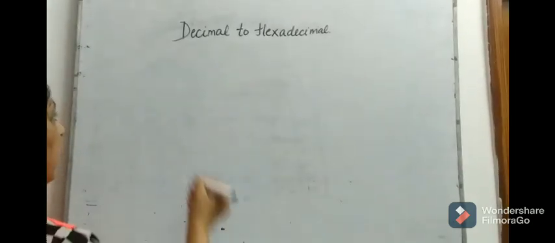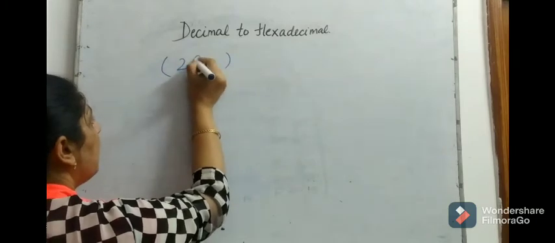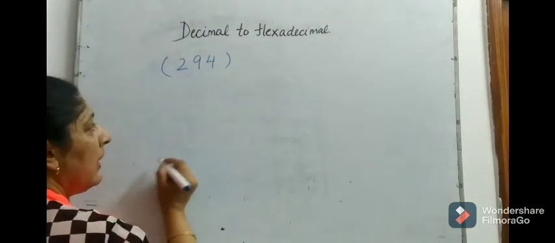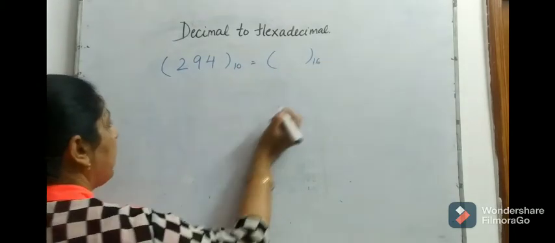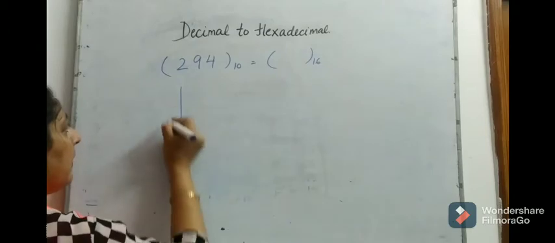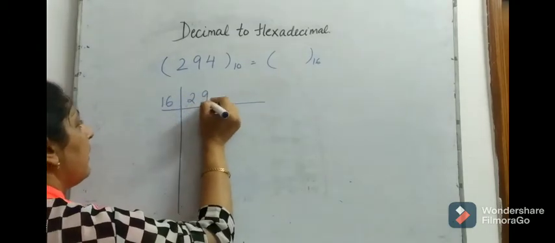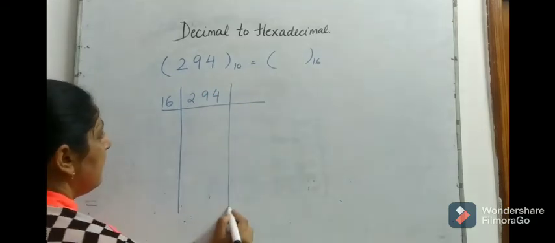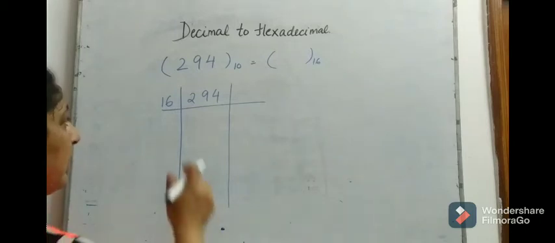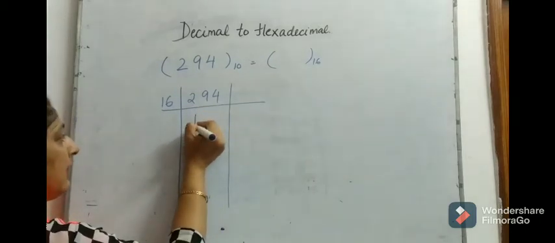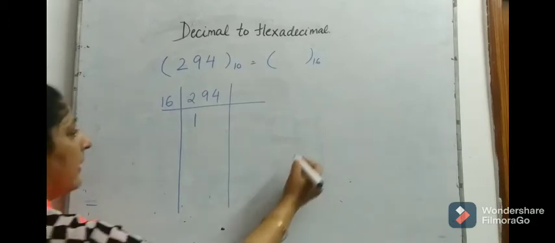So a decimal number can have any digit from 0 to 9. So let's say I'm taking it as 294 and I need to convert it into a hexadecimal number. So I have to divide this by 16. Now the base is 16. 294 divided by 16. 16 1s are 16 and 16 2s are 32. So 32 is more than 29. So we will take 16 1s are 16 and we'll see how much will be the remainder. So let's divide it here.